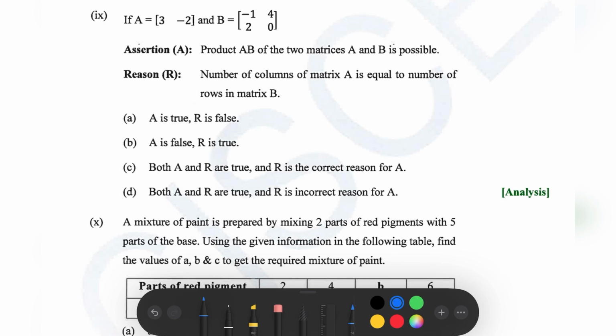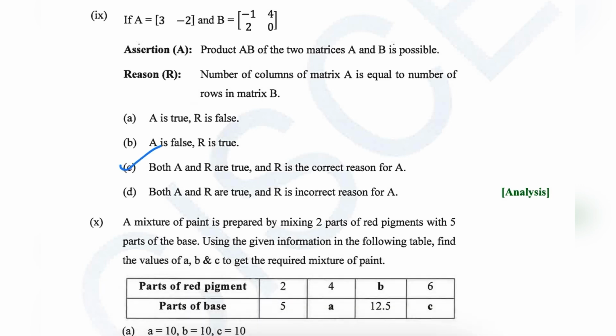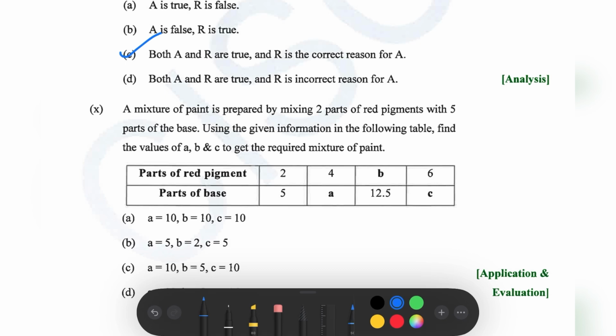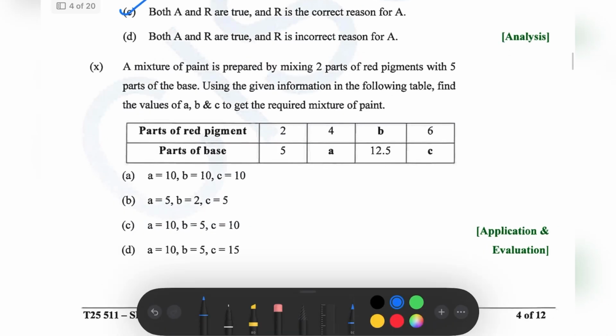So C1 is correct. Now the next one is very simple, student. What you have to do is that this is a proportion. Here you will understand the parts of red pigment and parts of base. So it's 2 and 5. When it becomes 4, 4 is double of 2. So same here, what will it be? 4 is double of 2, so 5 will become 10 because double of 5 is 10.